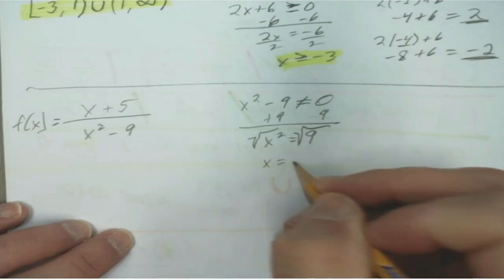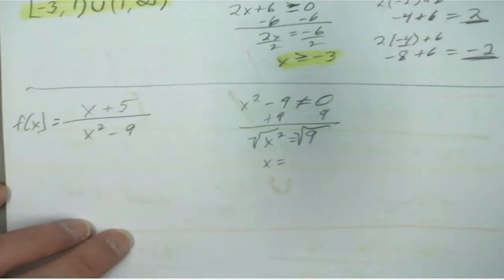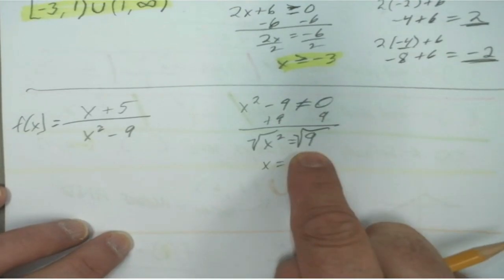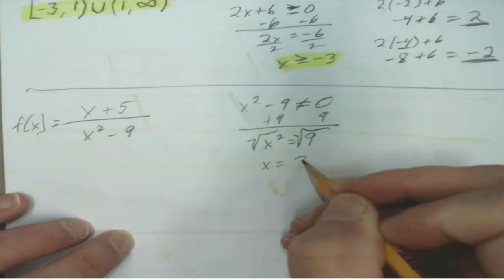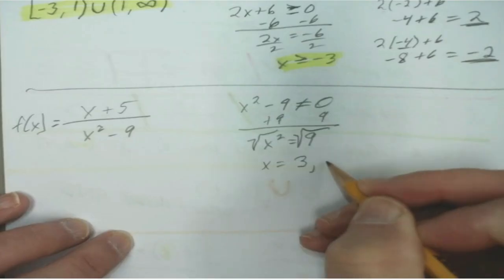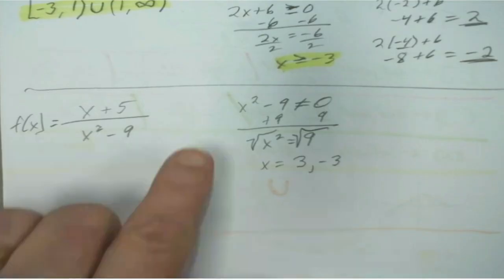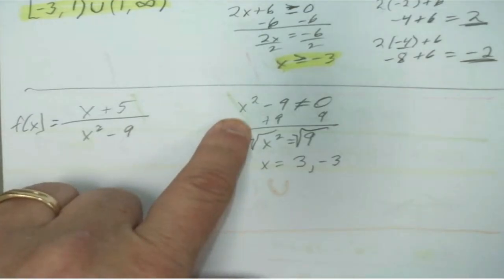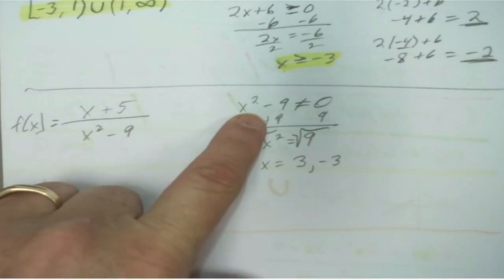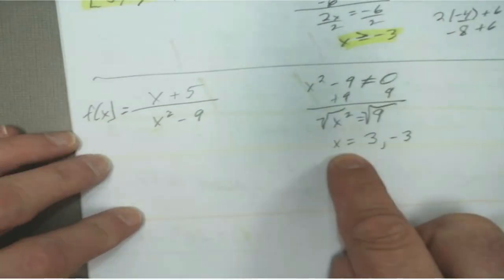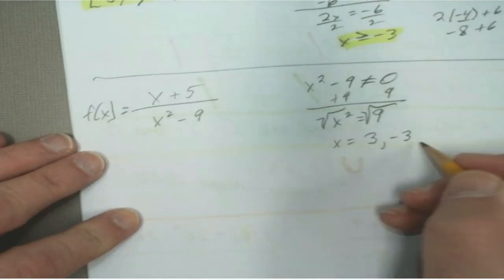So this is just x equals, what is the square root of 9? Be careful there. What number multiplies by itself to be 9? 3. And negative 3. There are two restrictions. Because negative 3 squared is 9, minus 9 equals 0. Positive 3 squared is 9, minus 9 equals 0. So with this one, we can't have negative 3 or 3.